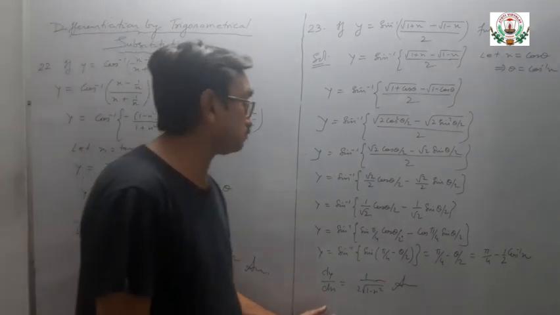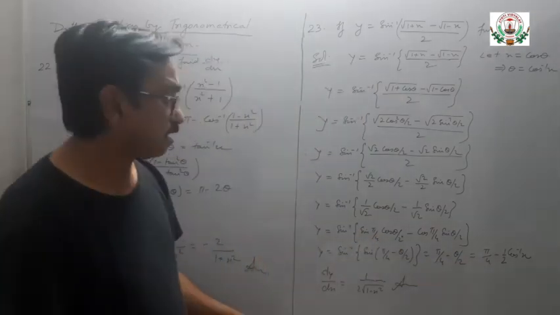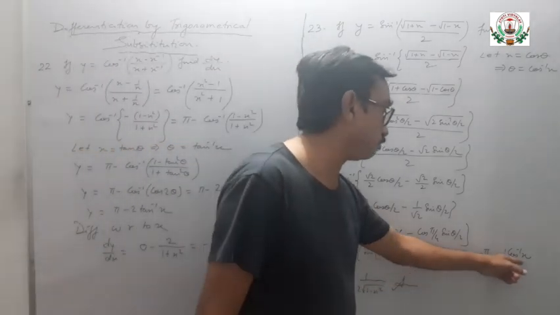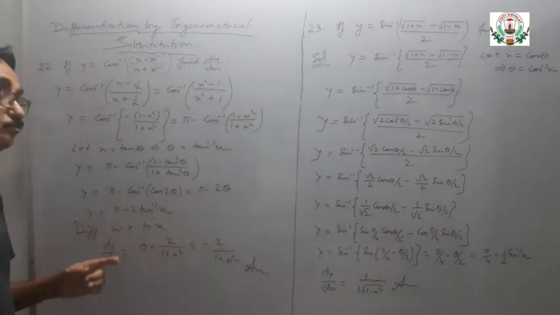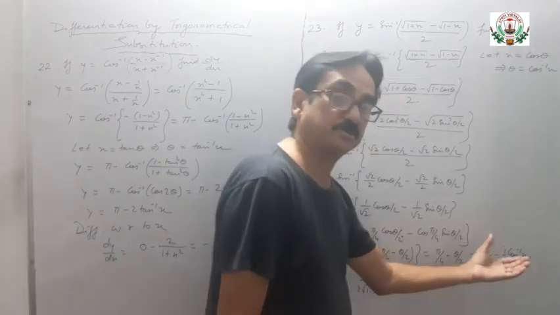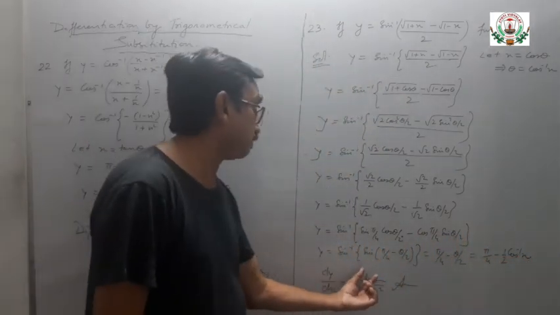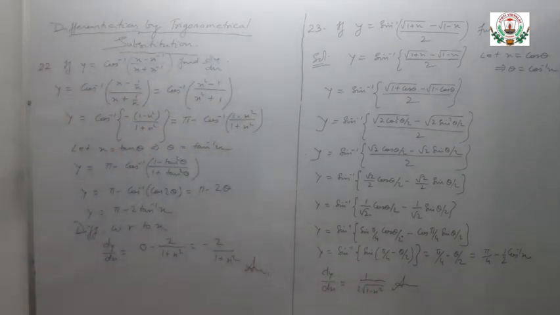So dy by dx will be equal to d by dx of pi by 4, a constant, which is 0, and d by dx of minus 1 by 2 cos inverse x. The differentiation of cos inverse x is minus 1 upon under root 1 minus x square. So the minus from the formula and the minus from the differentiation make a plus, and the final answer is 1 upon 2 under root 1 minus x square.